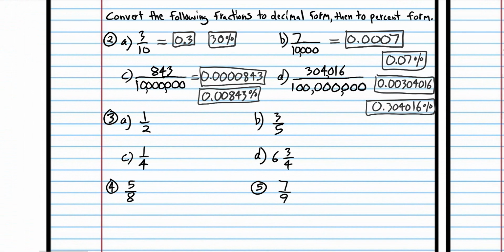So again, we can always use the long division algorithm to change a fraction to a decimal. We could have taken this number up here and divided it by this number using the long division algorithm, but we didn't really need to because, again, we had powers of 10 in the denominators. So that made it to where we could translate it really easily. But in these next problems, it's not quite that simple because we don't have powers of 10.